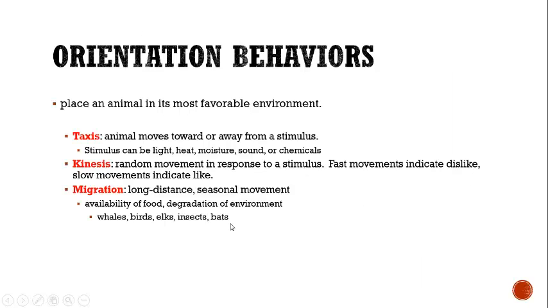All right, now we have orientation behaviors. Orientation behaviors are behaviors that place an animal in its most favorable environment. And really, in terms of AP biology, these behaviors are the most important for us to know because we'll be doing a lab on them. The first one is called taxis. Taxis is movement directly towards or away from a stimulus. The stimulus could be light, heat, moisture, sound, chemicals.